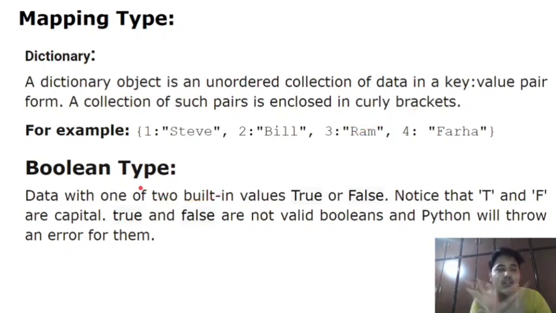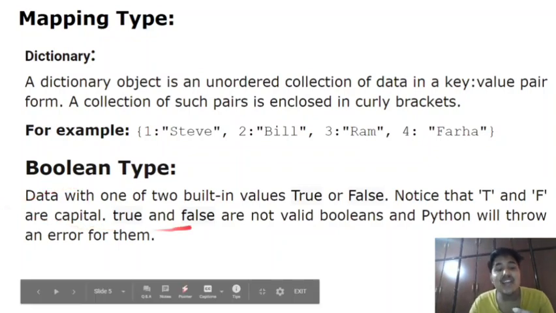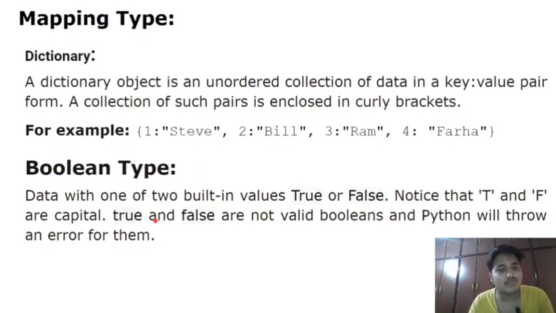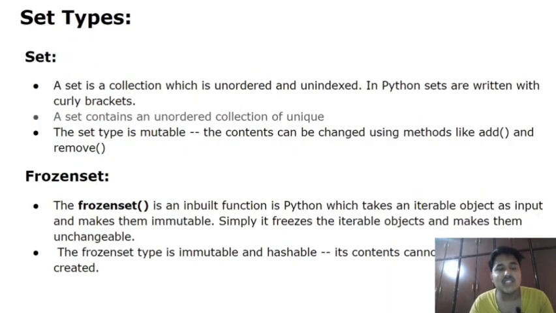And let us talk about Boolean types that are available in Python. This is data with one of two built-in values. There are two built-in values for this Boolean type: True and False. Notice that F is capital in False and T is capital in True. There are only three keywords which start with a capital letter: True, False, and None. All the remaining keywords are lowercase. If you declare true and false like this in lowercase, they are not Boolean types. You will get an error if you do that. We will see that.